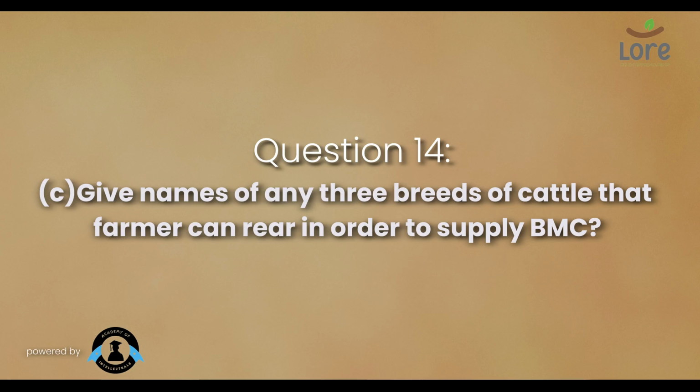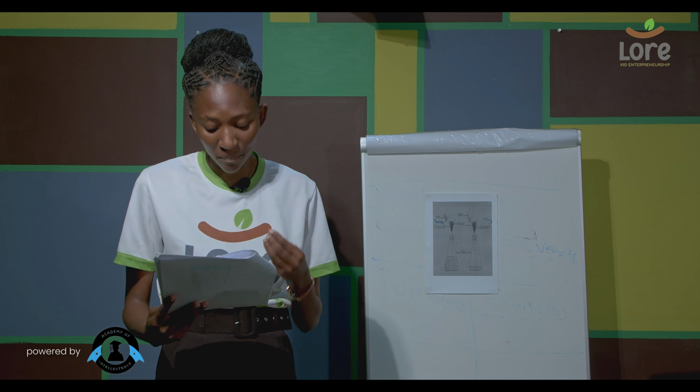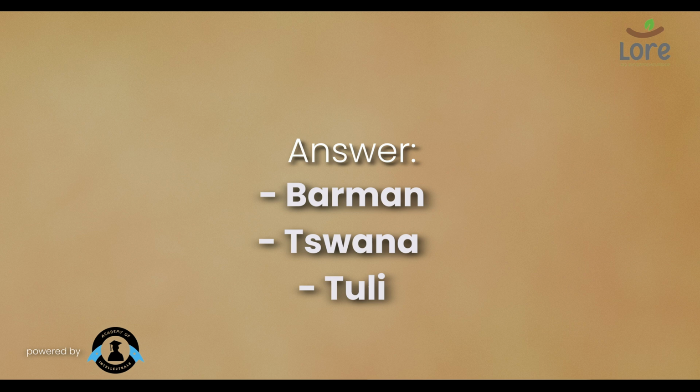C. Question C saying, give names of 3 breeds of cattle that a farmer can rear in order to supply BMC. In this question, it is very important to highlight that the examiner wants breeds of cattle that are kept specifically for meat production. Our answer is Brahman or Tswana.